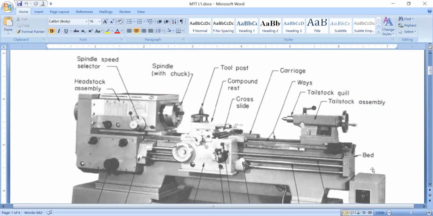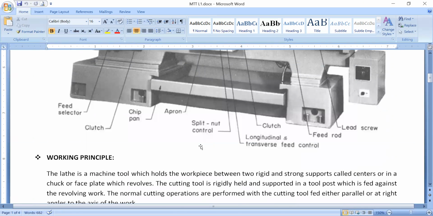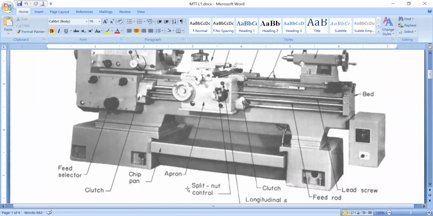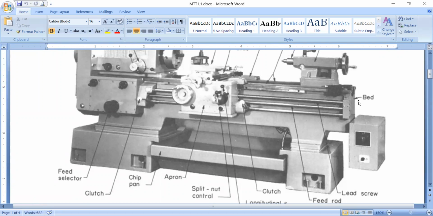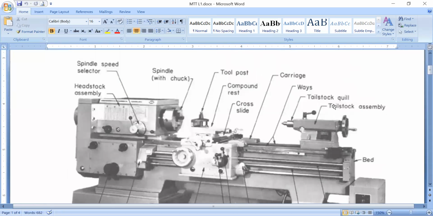So this is the simplest basic lathe machine. This is the most common general machine that we are using, and there are a number of components of the lathe machine. Starting from the bottom, there is a feed selector, clutch, chip pan, apron, split nut. This is the clutch. This is the longitudinal and transverse feed control. Now the feed rod, lead screw. This is the bed, on which there are two centers. One is the live center, the second is the dead center, and this is called the headstock. This is called the tailstock.